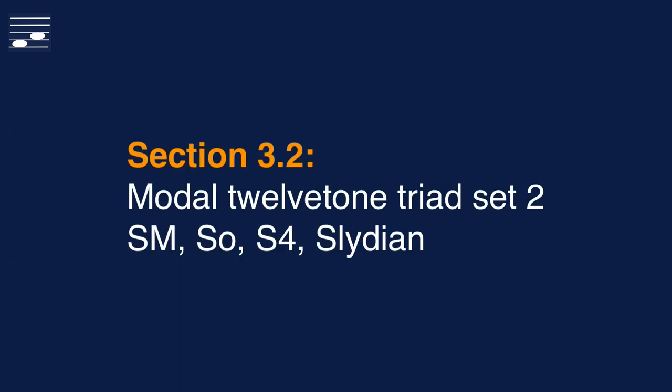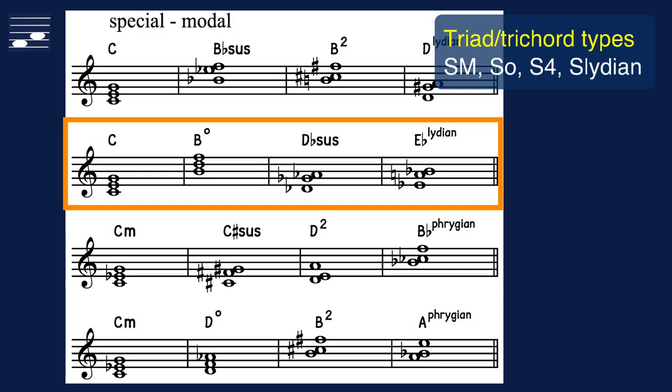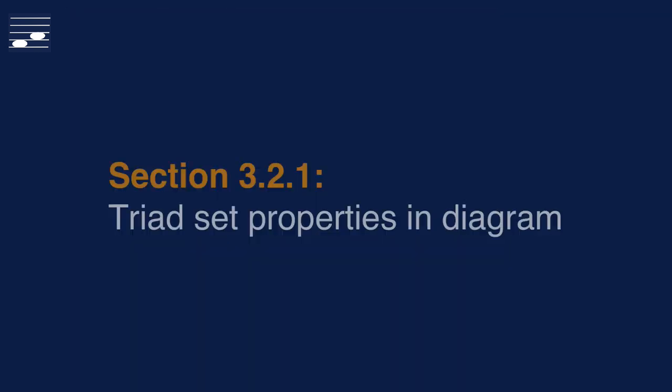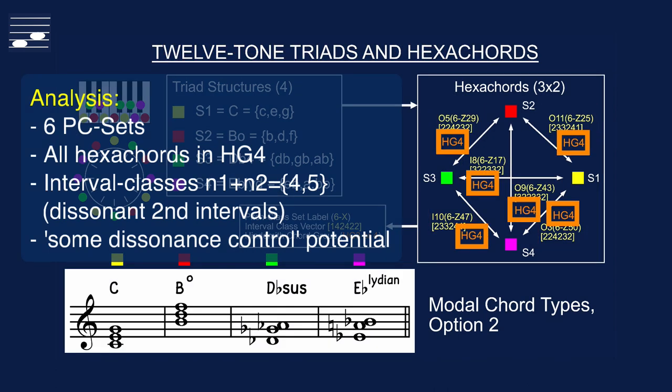The second modal 12-tone triad set has two regular triads and two modal trichords. Again, we start with the major triad on root C, which yields the roots for the other three structures. The analysis of this set using the diagrams shows that now we have six different PC sets that again all lie in Hindemith group 4, a common characteristic for all modal 12-tone triad sets.